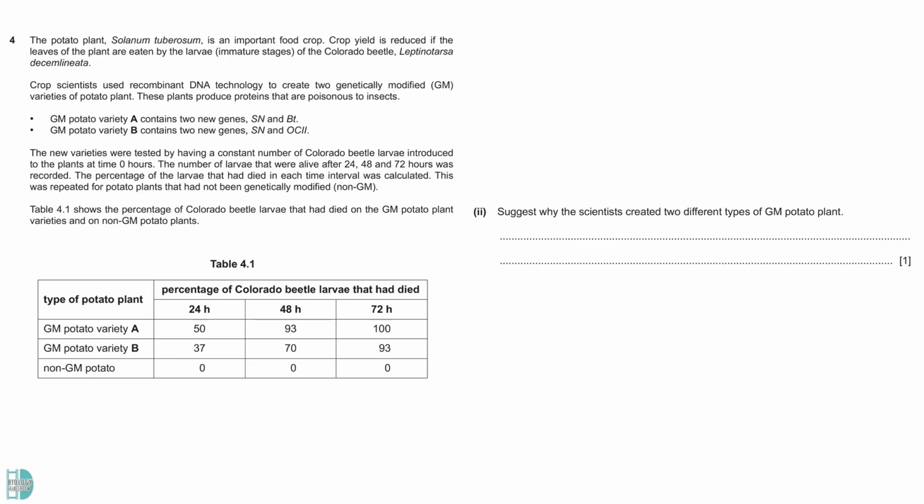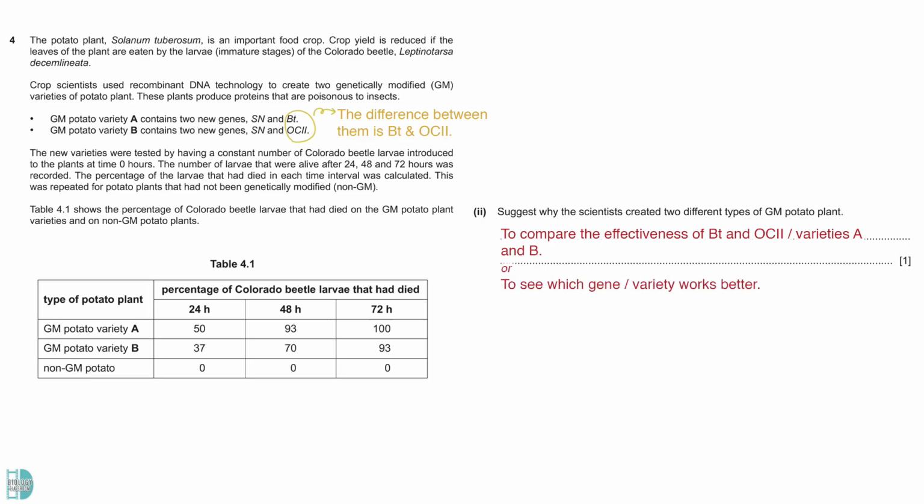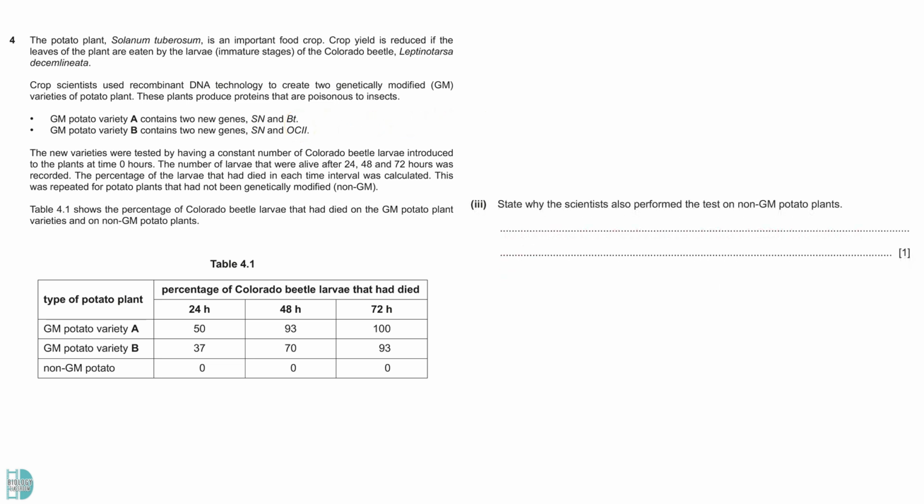They created 2 different types of GM to compare the effectiveness of the 2 inserted genes. The results show a difference between Bt and OC2 genes. The comparison allows us to see which gene works better at killing the larvae. The non-GM plant acts as a control. It is a baseline to be compared with the GM plants to show the effect of those genes.